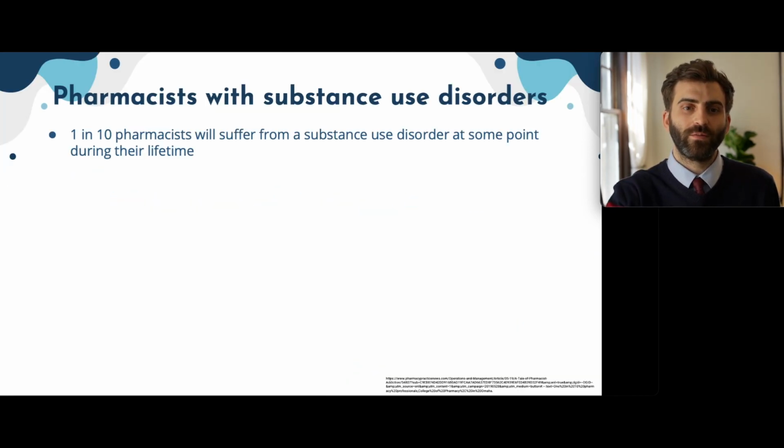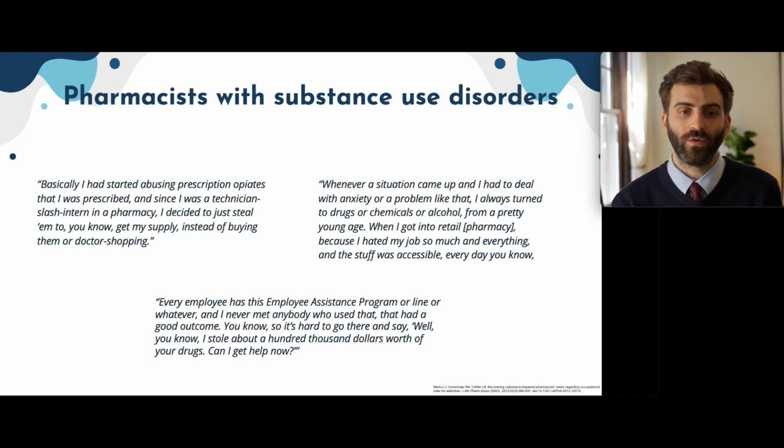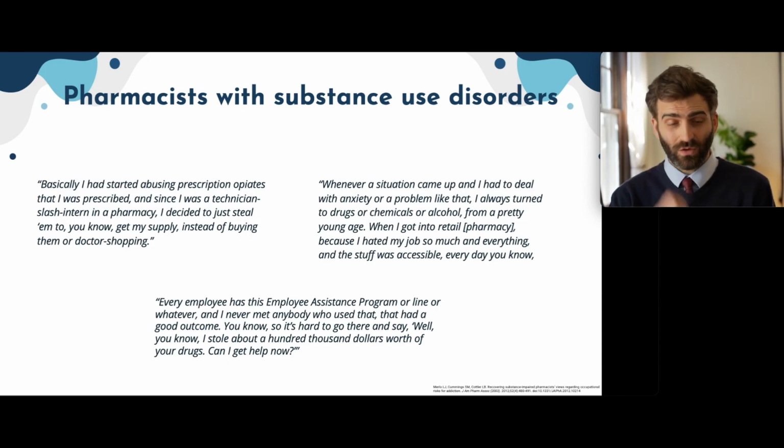This can affect pharmacists too. So some information I looked at said that 1 in 10 pharmacists will suffer from a substance use disorder at some point during their lifetime. So pharmacists have these same at-risk genes, these same biological brain pathways, and access to a lot of medications that can be quite harmful. So I found a study that looked at pharmacists with substance use disorders.